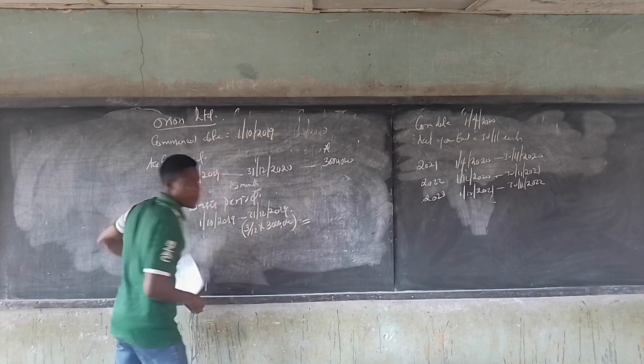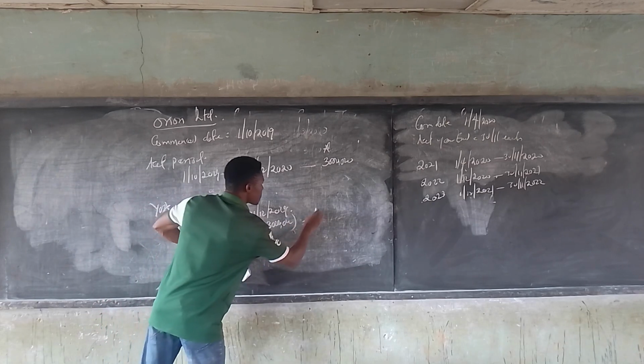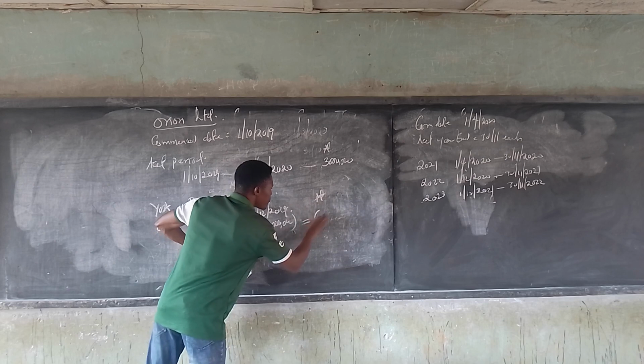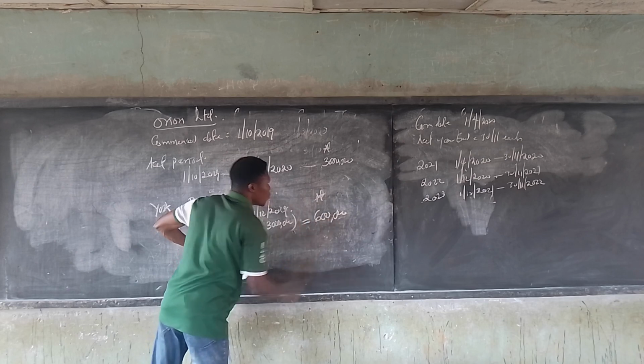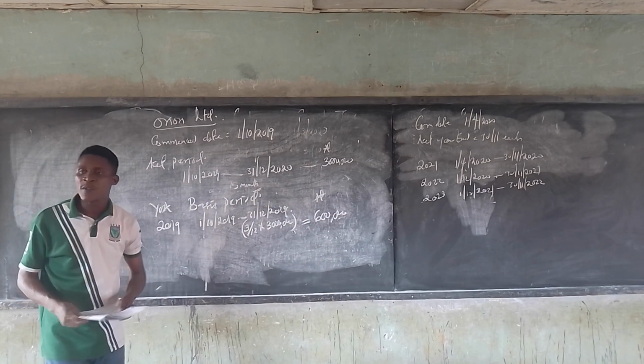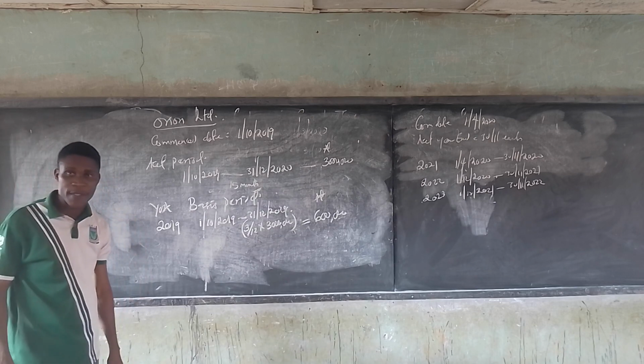Yeah, what do we have? 600,000. That means in 2019 now, the profit will be assigned to tax. It should be out of 3 million. How much are we making now? 600,000 there. Is that correct?